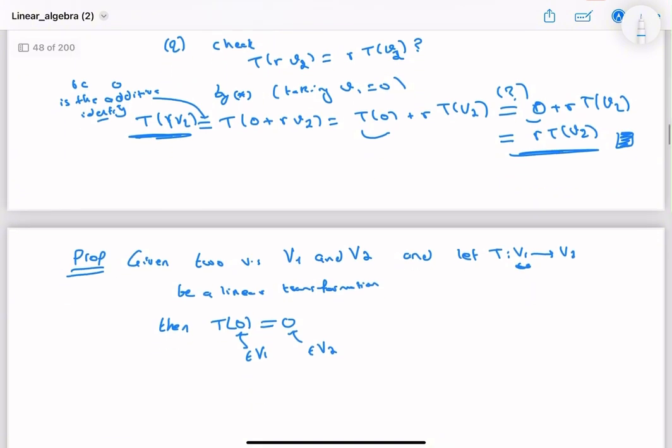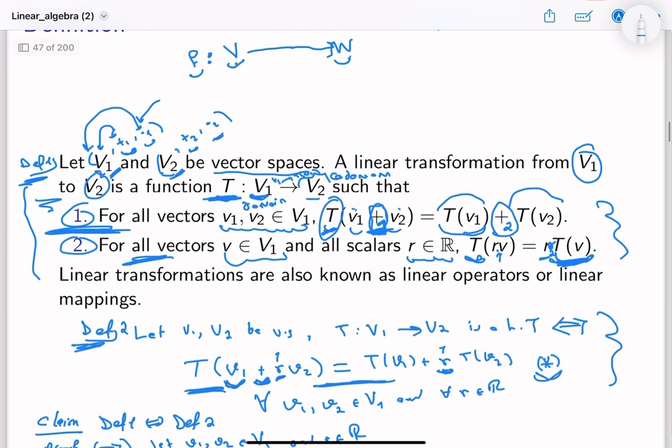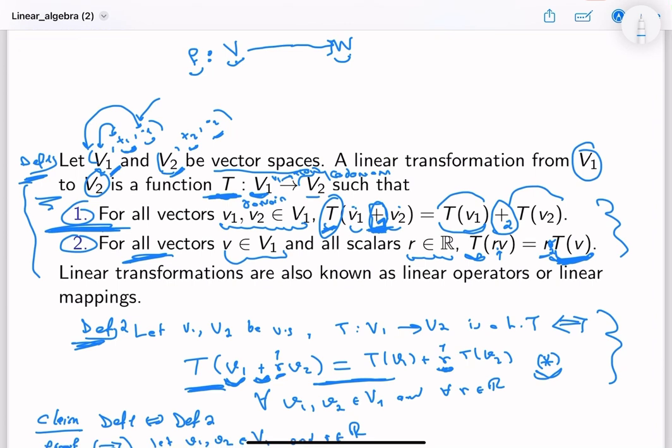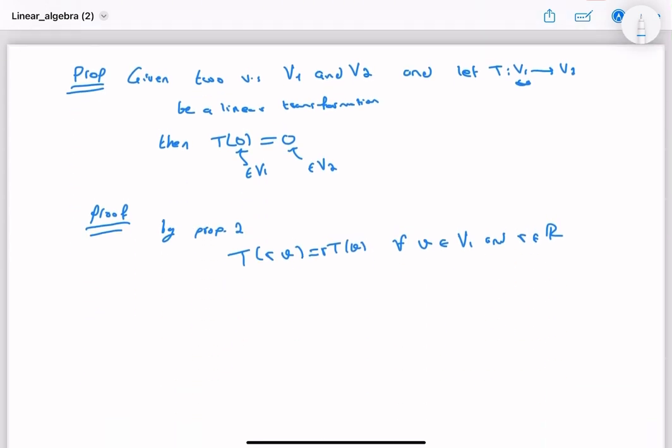So let us see why this is the case. Here's a quick proof for that. By property 2, we have T of rV is equal to rT of V for every V in V1 and r in the real numbers. So property 2, from the first definition that we gave, says that the linear transformation, by definition, respects scalar multiplication. You can take the scalar outside. So by property 2, this is what we have.